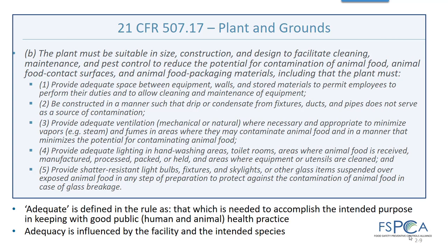Provide adequate lighting in hand washing areas, toilet rooms, areas where animal food is received, manufactured, processed, packed, or held, and areas where equipment or utensils are cleaned. And provide shatter-resistant light bulbs, fixtures, and skylights or other glass items suspended over exposed animal food in any step of preparation to protect against the contamination of animal food in case of glass breakage.